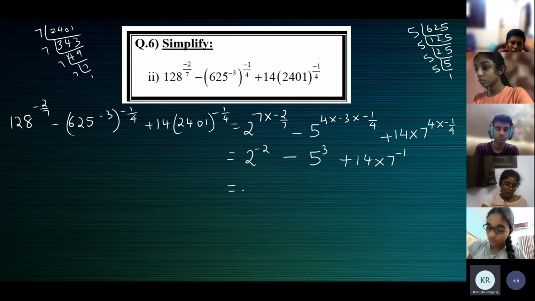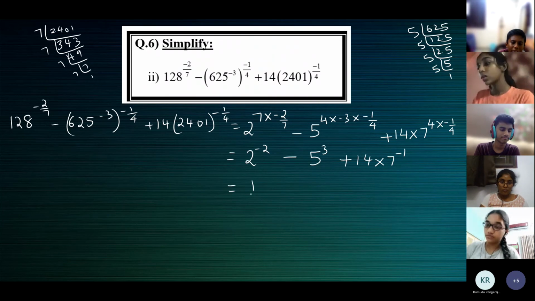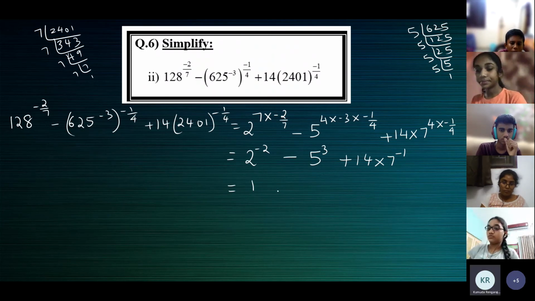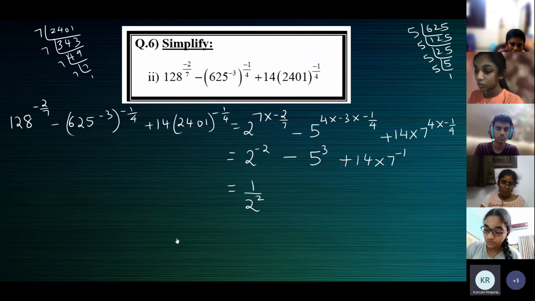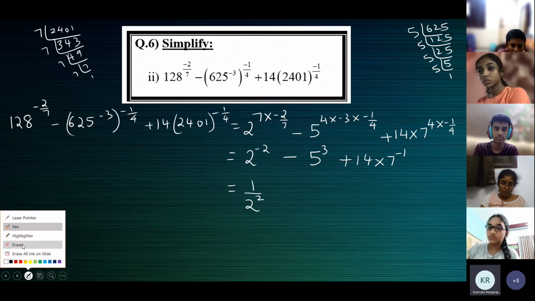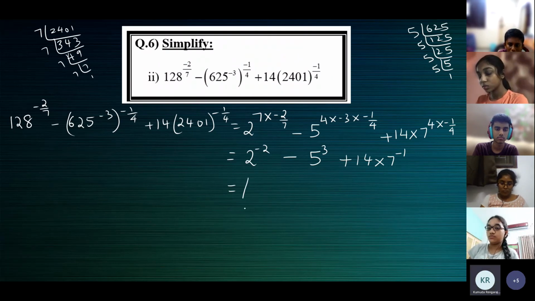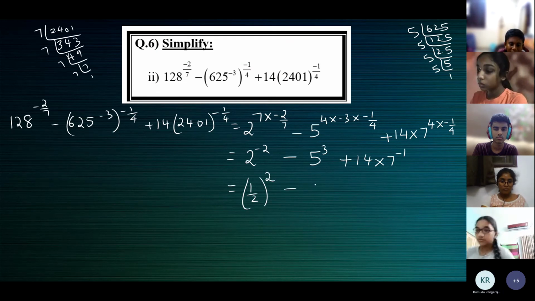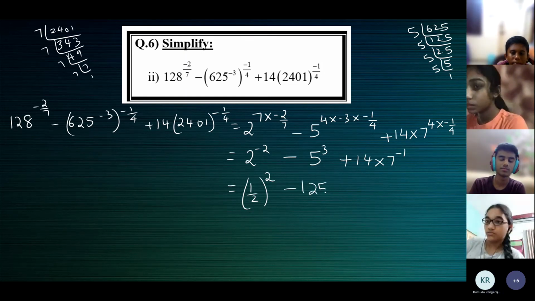So next step, what is 2 to the power minus 2? 1 by 2 to the power 2, ma'am. What's the reciprocal of the base? 1 by 2. And what's the negative of the power? 2. You can write whole power 2 also. Reciprocal of the base, negative of the power. What is 5 cubed? 125.